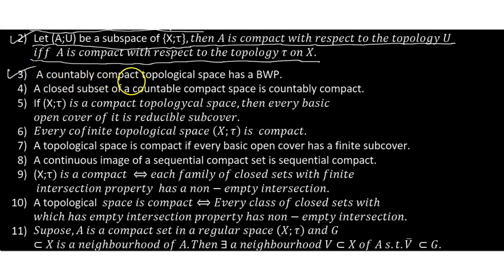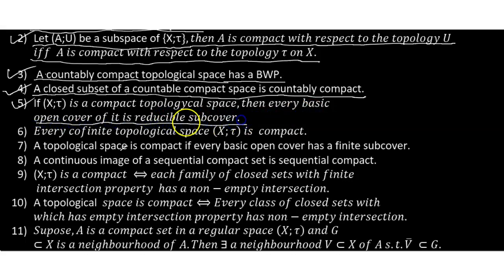A countably compact topological space has the Bolzano-Weierstrass property. Number 4, a countably compact topological space has the Bolzano-Weierstrass property. A closed subset of a countably compact space is countably compact. If (X, tau) is a compact topological space, then every basic open cover of it has a finite subcover. Every cofinite topological space (X, tau) is compact.